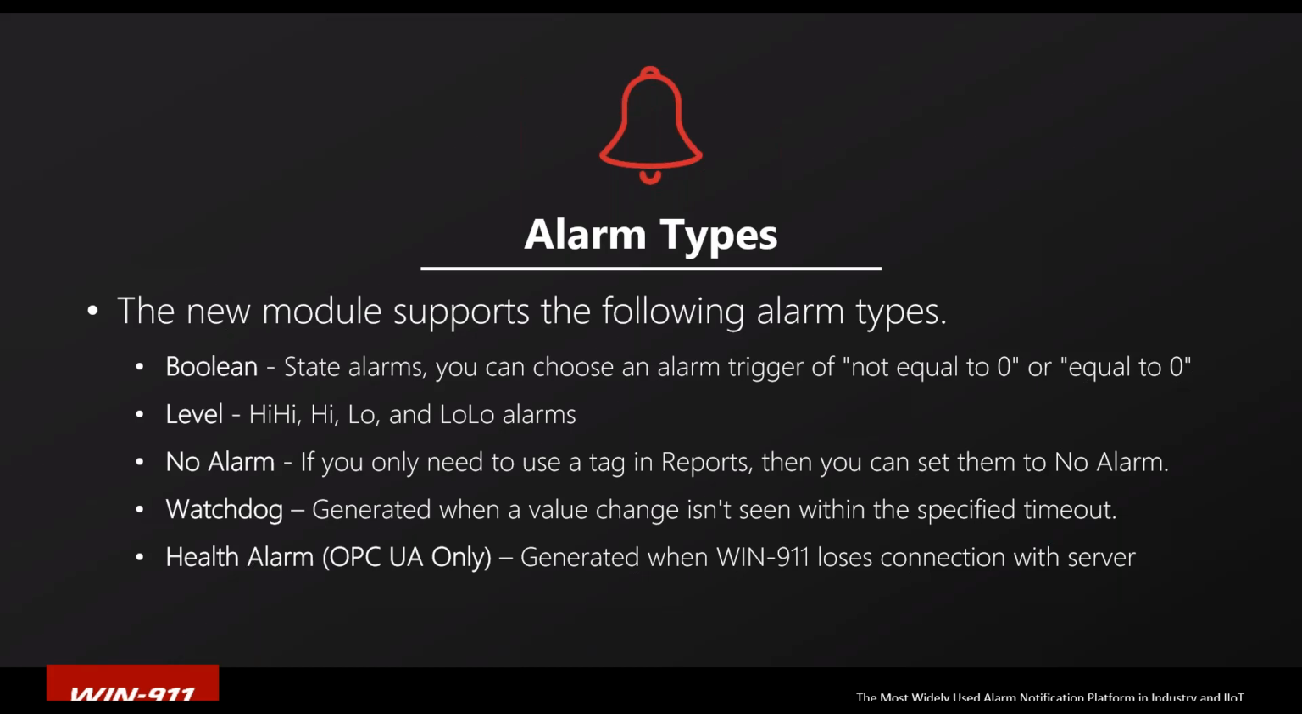So what I want to do is just walk you through what the configuration looks like for each one of the alarms. Well, I'll show you for the Boolean and the level and the watchdog alarms. Then I'll go ahead and talk about some migration stuff, import stuff, and then we'll talk about the other module, the alarm and events module.